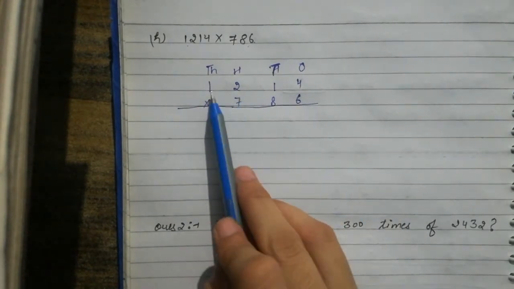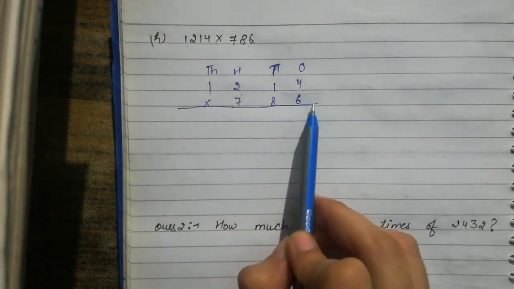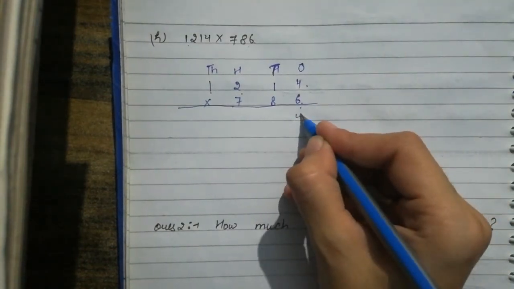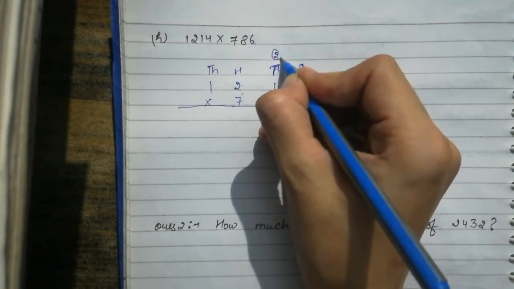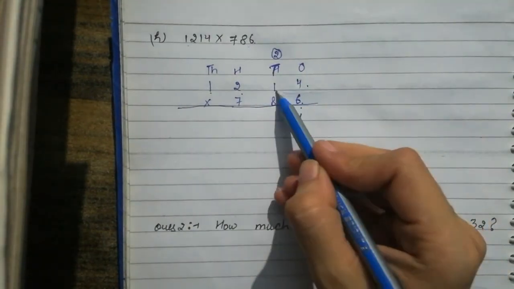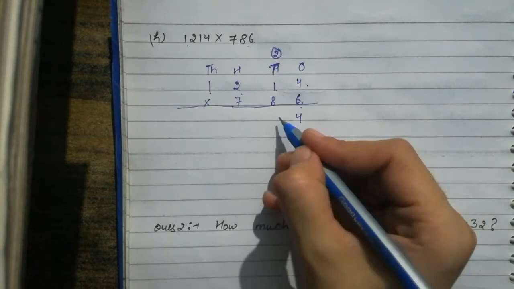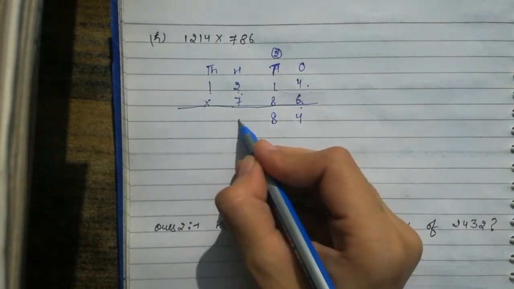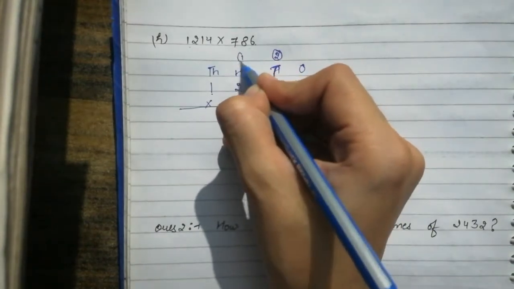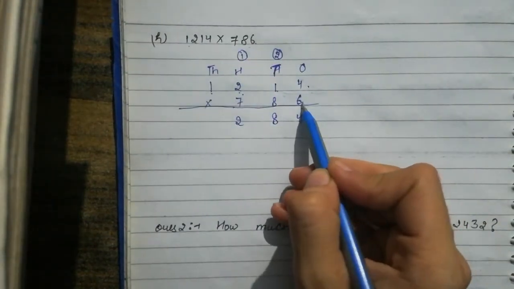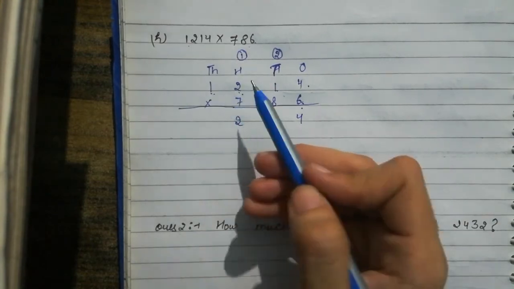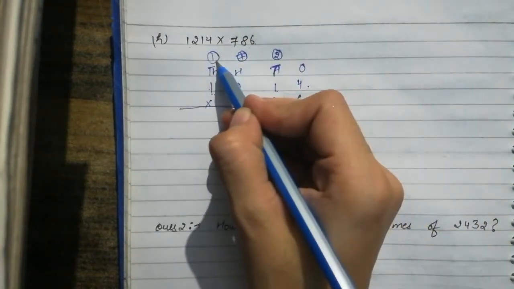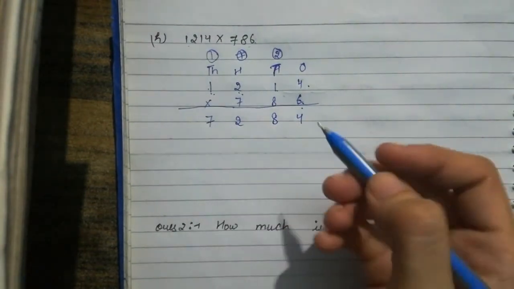First of all we will multiply 1214 by 6. Start: 6 fours are 24. So write down 4. 2 will go to carry. 6 ones are 6. 6 plus 2, 8. 6 twos are 12. So write down 2 here and 1 will go to carry. 6 ones are 6. 6 plus 1, 7.